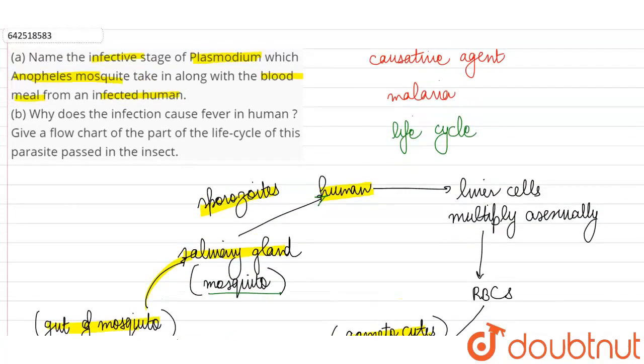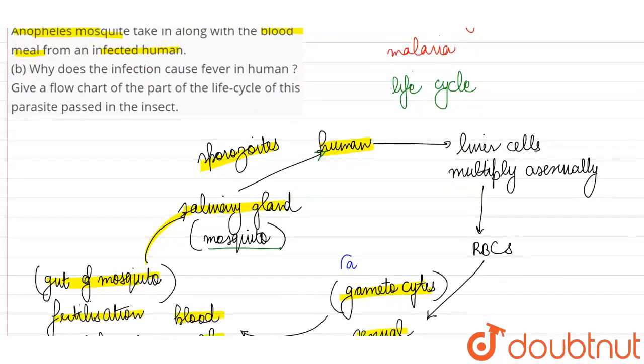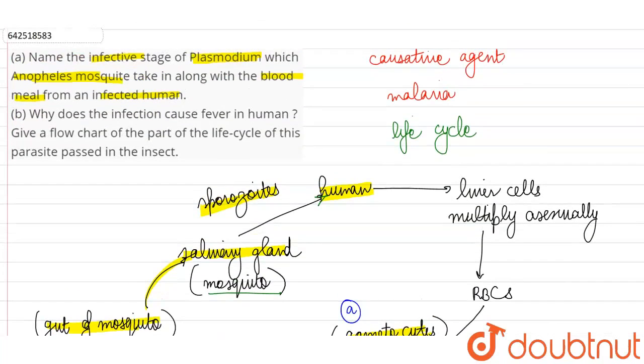So over here for part A, our answer is going to be gametocytes, because this is the stage at which the mosquito is taking up the Plasmodium.